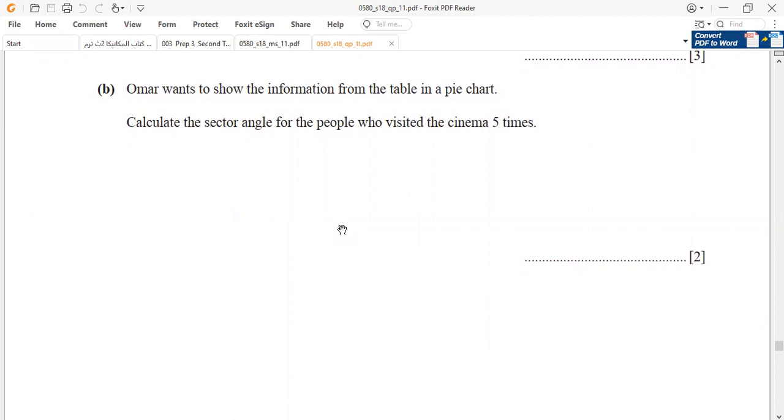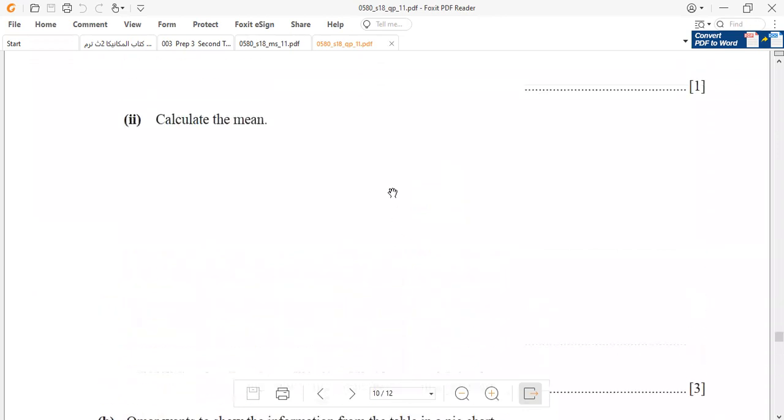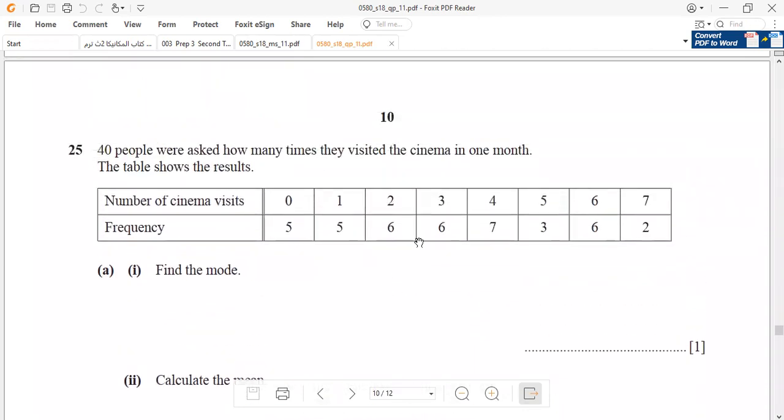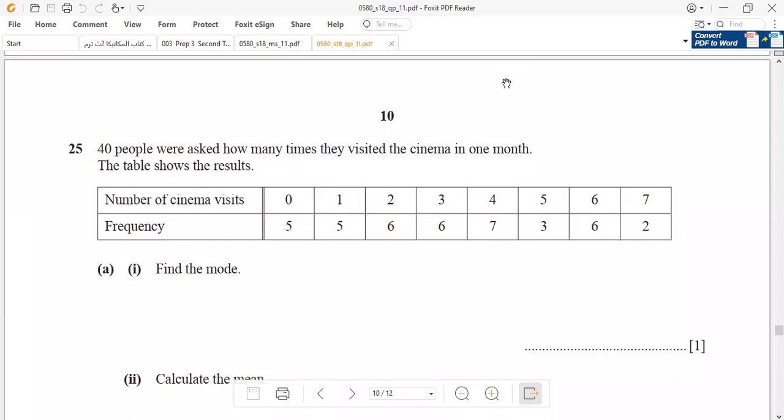In part B, Omar wants to show the information from the table in a pie chart. Calculate the sector angle for the people who visited the cinema 5 times. Let's go back to this table. The number of people who visited the cinema 5 times. Here we have the 5 times here. The frequency is 3. 3 people visited the cinema 5 times, 3 out of 40.